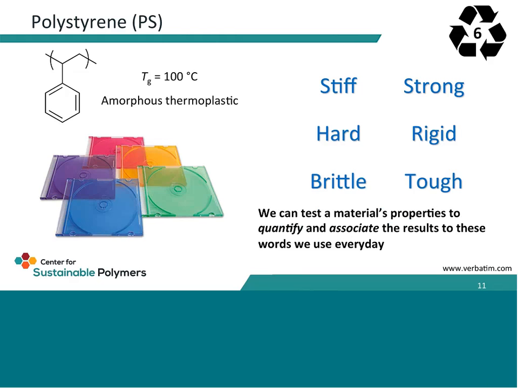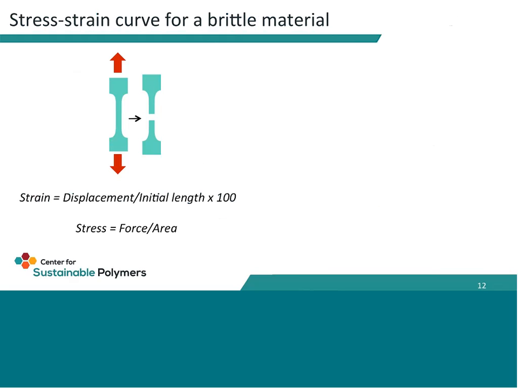So what we want to do is we use these words every day. However, we want to test the material, quantify those properties, and associate these results back to these words we use. So to do this, we do a tensile test. We make a thin film of this material using compression molding like we showed previously, and we cut out these little dog bone shapes.